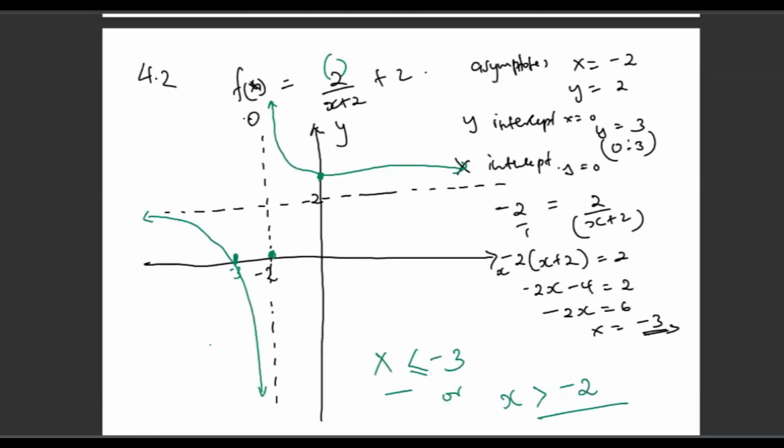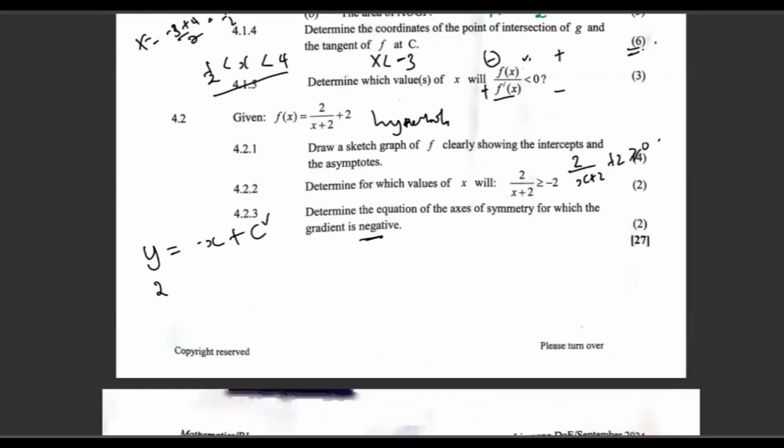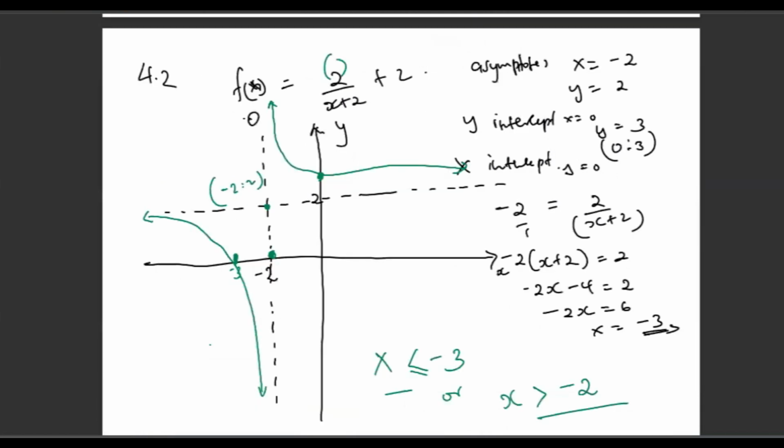Then they want us to determine the equation of the axis of symmetry for which the gradient is negative. So the general equation is -x plus c. To get c, we need to use the point of intersection of the asymptotes, which is (-2, 2). So this is going to be 2 is equal to negative of -2 plus c. That's going to be +2, move it that side, c is going to be 0. So the equation is just y equals -x, cutting across, going through that kind of area.